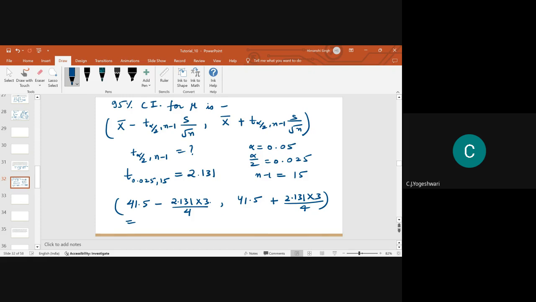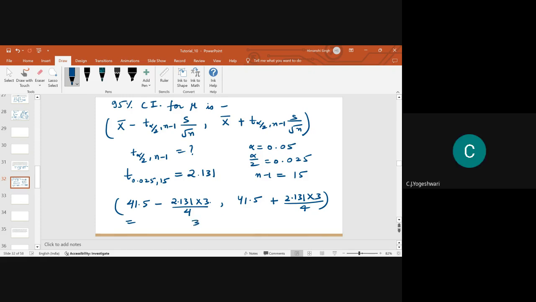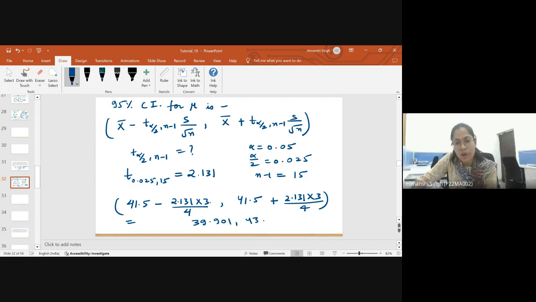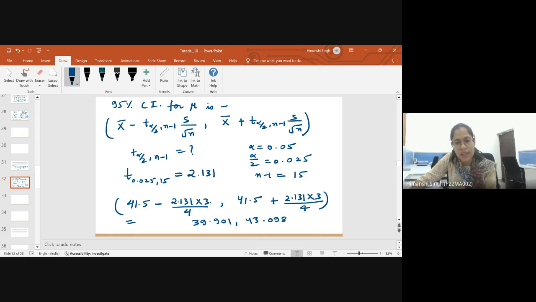39.901, 43.098. Yeah, so this will be the 95% confidence interval for mu.